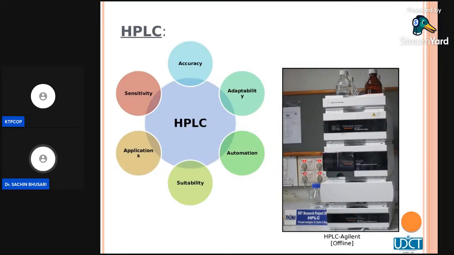HPLC is the most acceptable tool in the industry because of its sensitivity, accuracy, adaptability, automation, suitability, and applications. So it's a highly used industrial tool. HPLC is very well accepted by the industry because it has the ability to resolve very similar chemical components. That's why it is high performance. Correct? It's high performance.